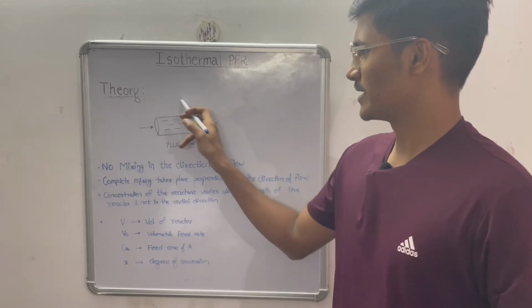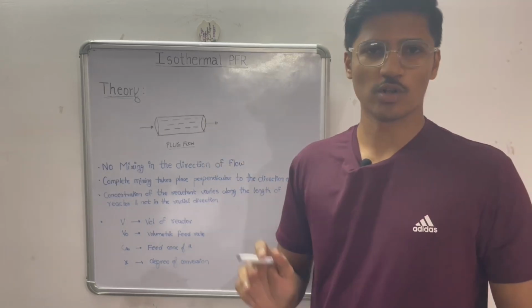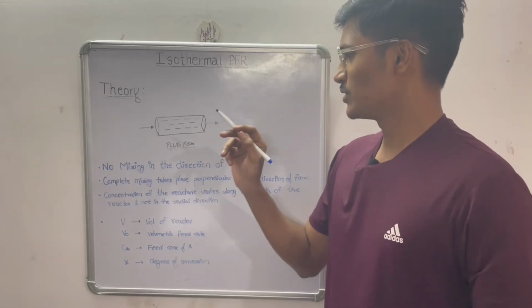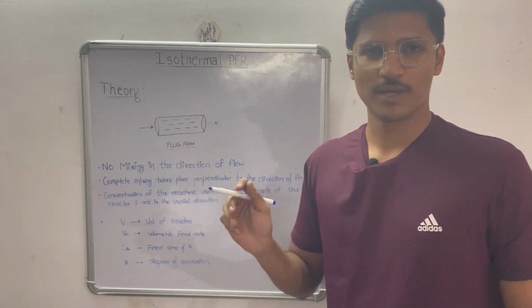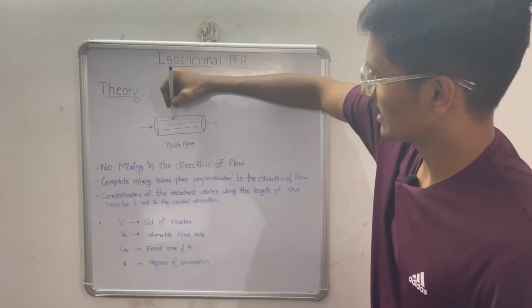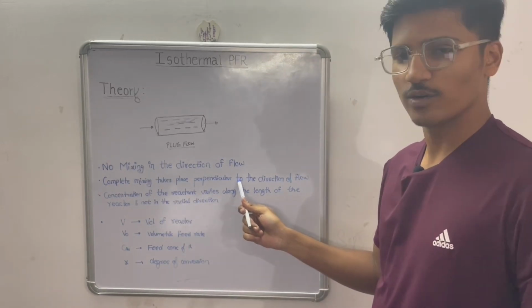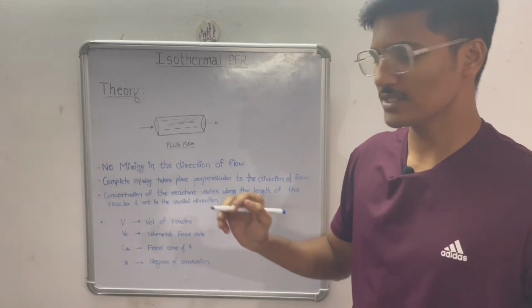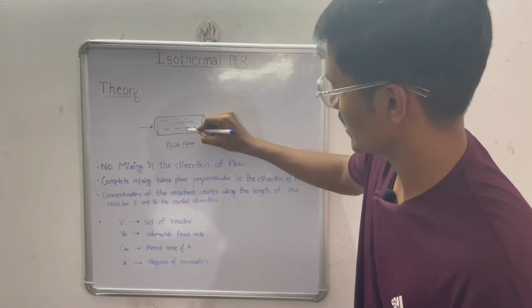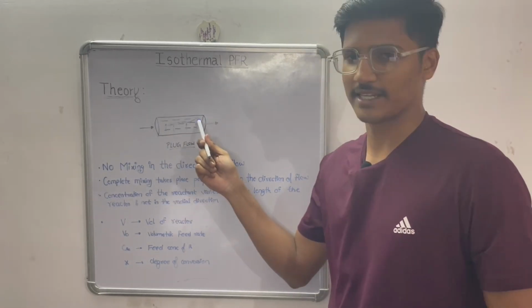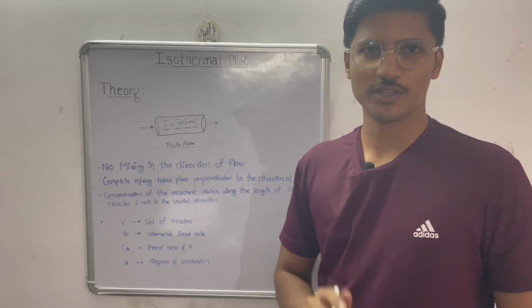You can see a basic plug flow diagram shown on the board. In an ideal plug flow reactor, there is no mixing in the direction of flow. This means that the mixing does not take place in this way. The mixing takes place perpendicular to the direction of flow, which means the mixing takes place in this direction. So there is no mixing in the axial direction. This is the meaning of these two points.